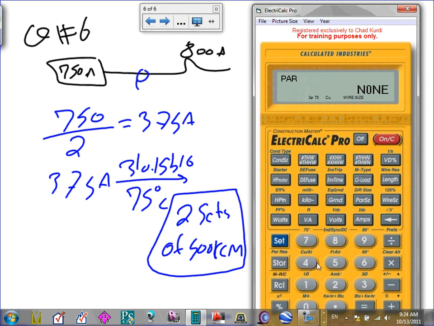I just screwed it up here. Say 750 and amps, and just hit parallel size. You need to put how many? 2 of them, parallel size, 500.